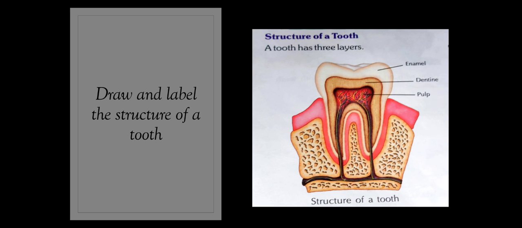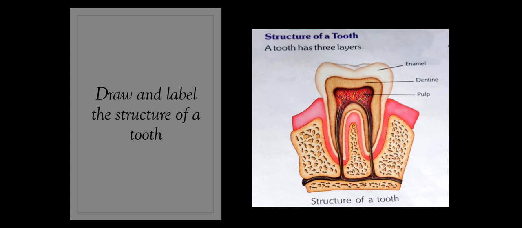Next picture is the structure of a tooth. We know that a tooth has 3 layers. So here 3 layers are shown. We will label them: enamel, the middle one is dentine, and inner pulp. Enamel is the outer white covering of a tooth and it protects the tooth from wear and tear. It is the hardest substance in the body.